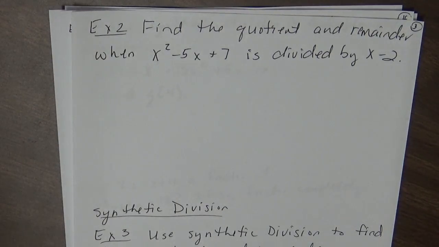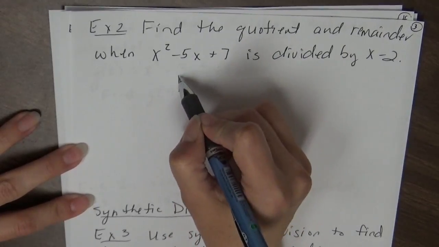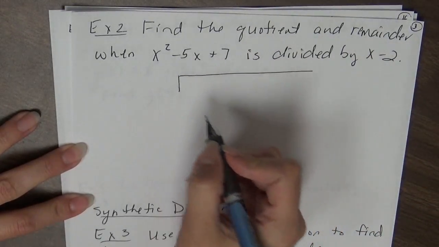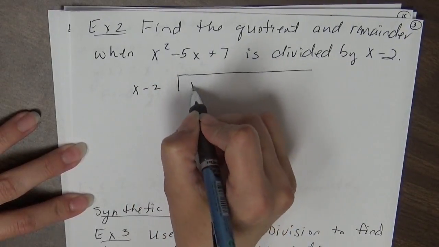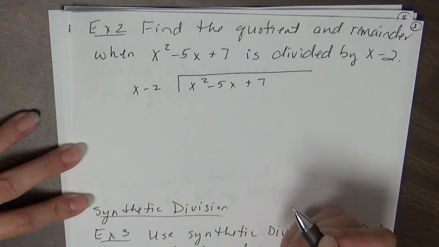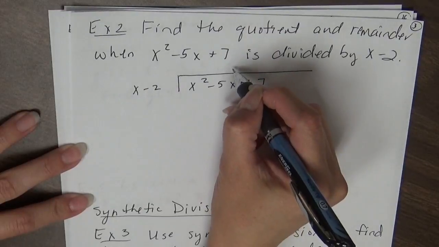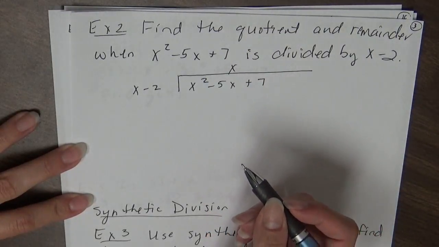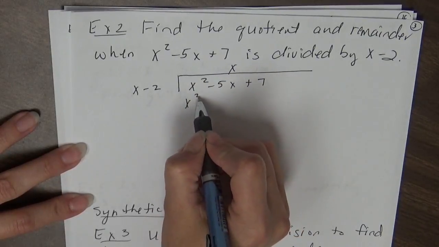Example 2, we find the quotient and remainder when x squared minus 5x plus 7 is divided by x minus 2. So x minus 2 is my divisor, x squared minus 5x plus 7 is my dividend. What do I multiply x by to give me x squared? That would be x. And it goes in the x column, so x times x is x squared.